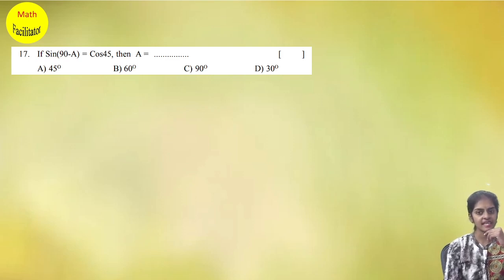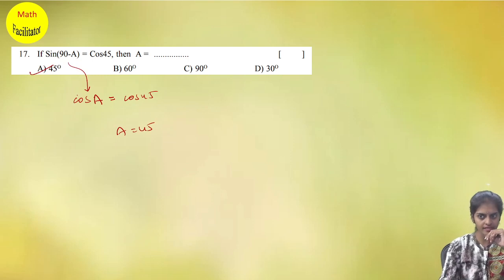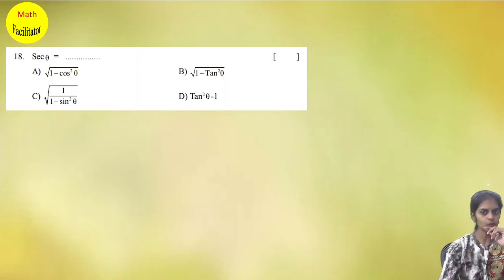Sin 90 minus A is cos 45. What is sin 90 minus theta? It is cos theta, isn't it? So this is nothing but cos A equals cos 45, which means angle A is simply 45. Questions like this are what you will get in part B. Don't worry.